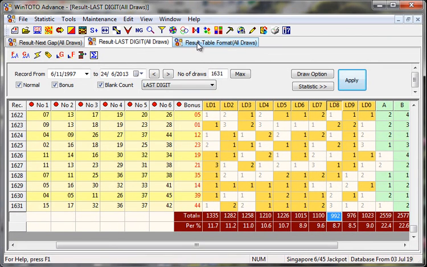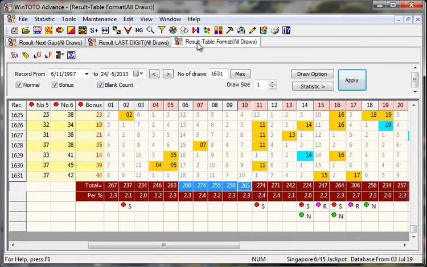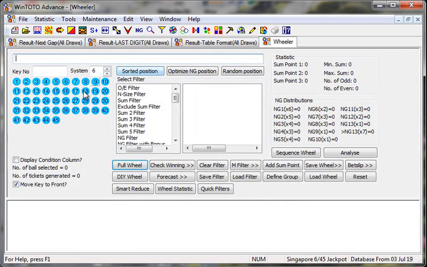So what do LD3 and LD8 mean? Let's go to the wheeler, it's easy to see from the wheeler point of view. So this is the wheeler. LD3 is referring to all this, starting from 3 all the way to 43, and LD8 is referring to 8 all the way to 38. 8, 18, 28, 38, 3, 13, 23, 33, and 43. So much for all this.